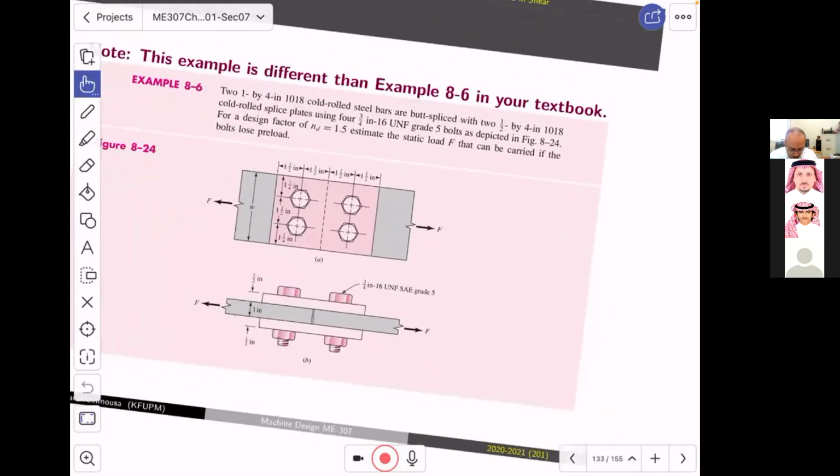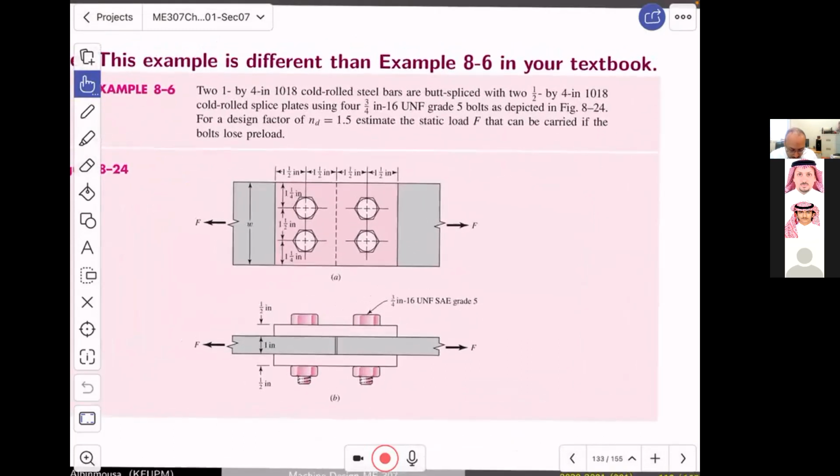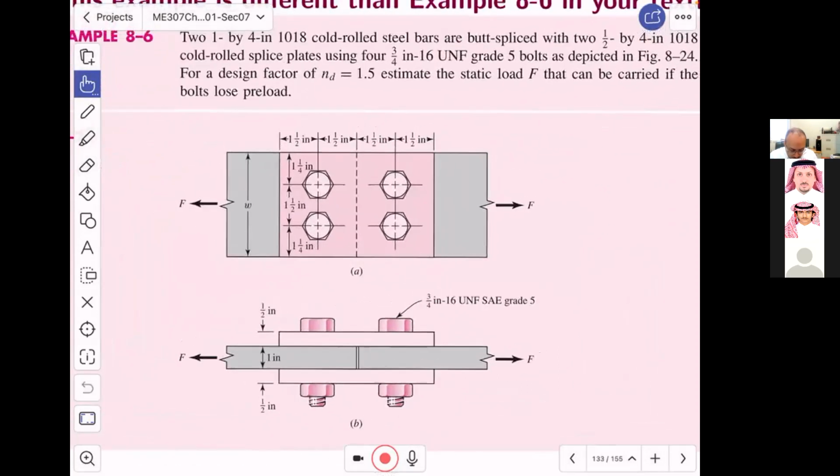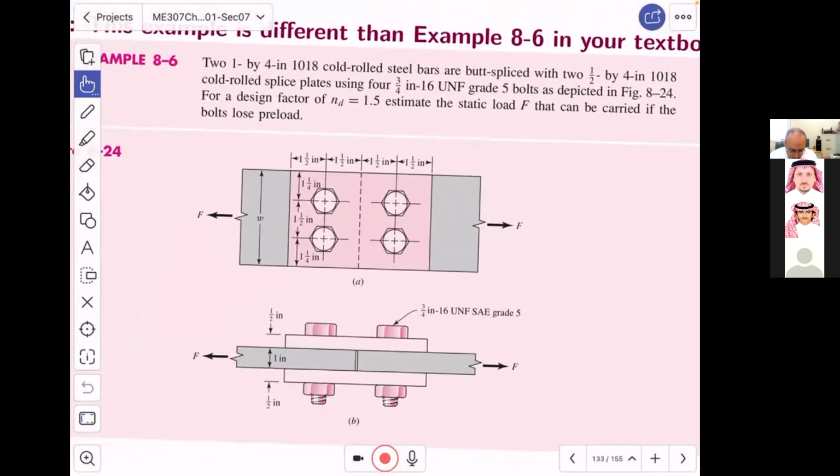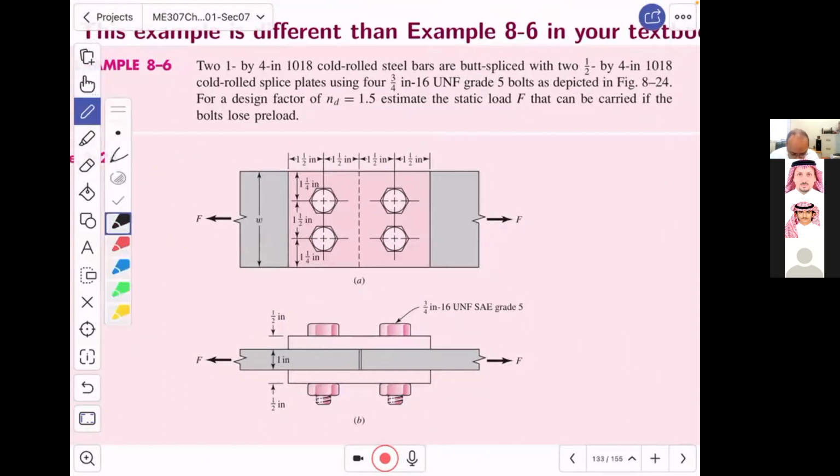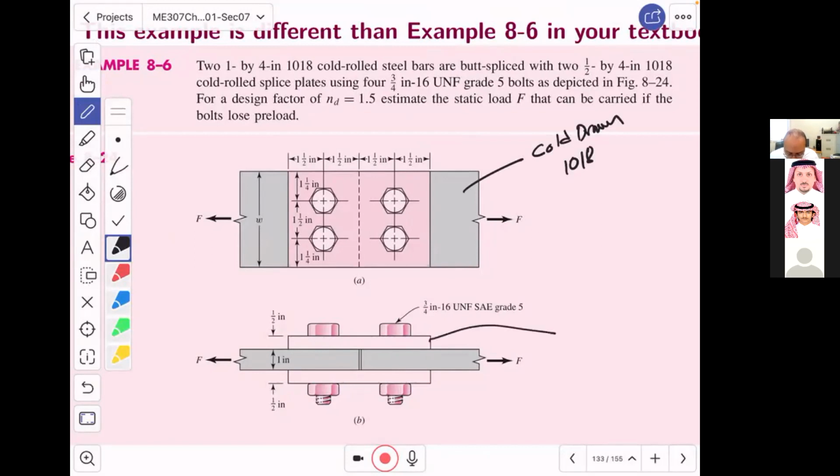Okay, so basically, what do we have here? We have cold drawn steel 1018, and this one is also cold drawn 1018 steel. They are made with different colors just to tell you that there are layers.